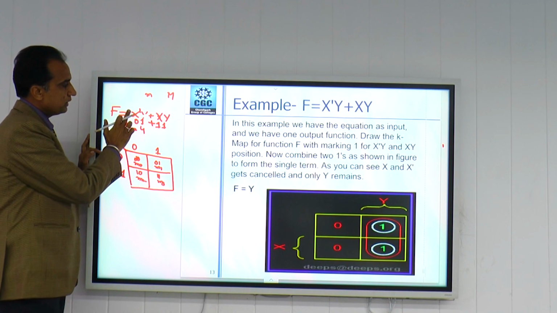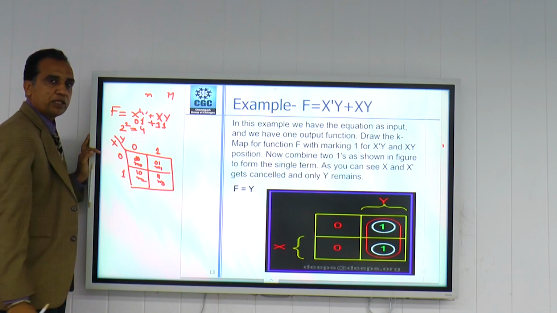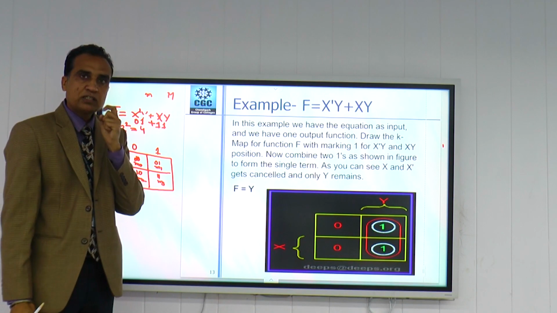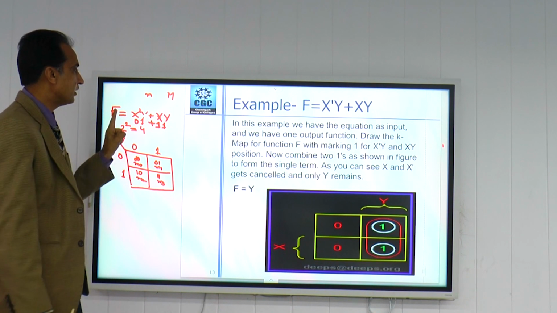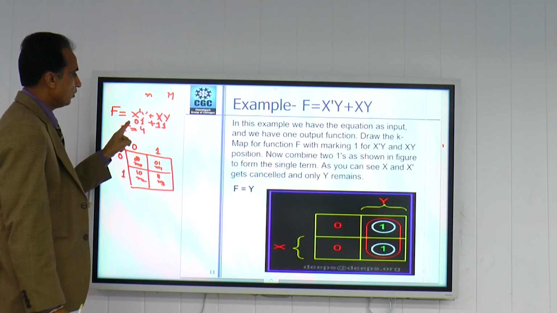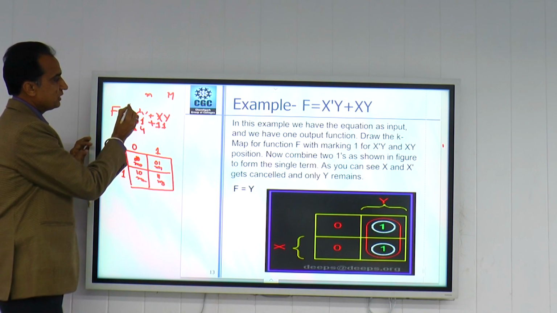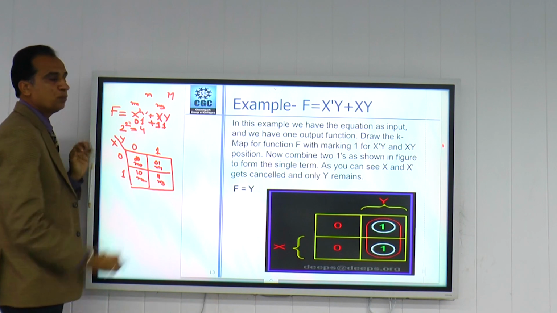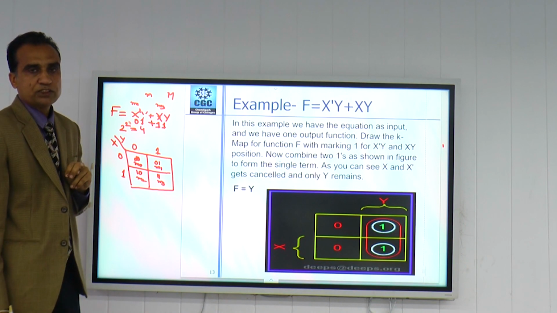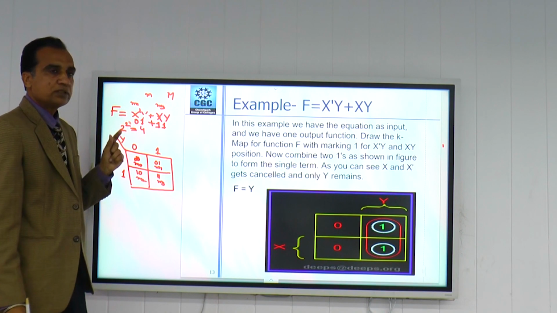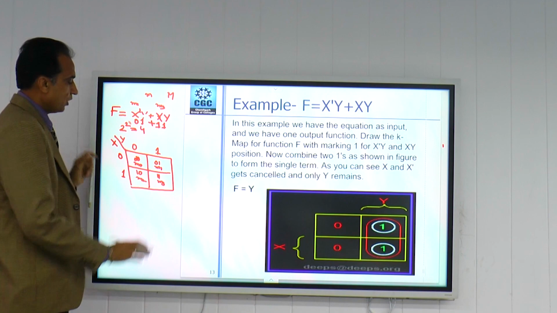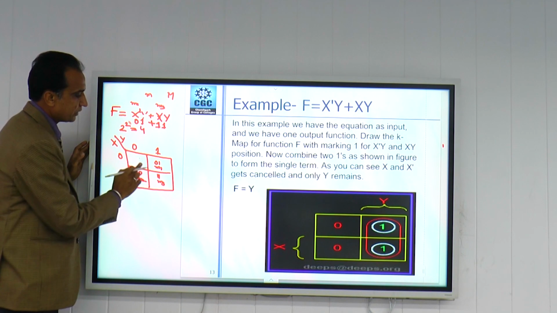Now we have to put this equation into the K-map. According to the K-map condition, we have to write 1 corresponding to the min terms that are given in the expression. Now which min terms are given in the equation? This is m1 and m3. These two min terms are given in the equation. According to these two min terms, we have to fill the K-map. Now how can we fill the K-map?